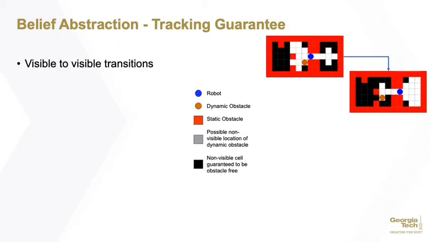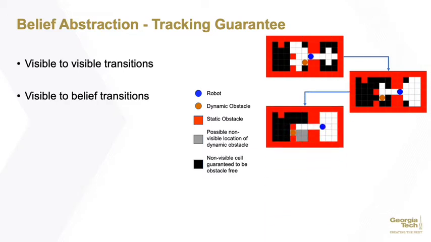The dynamic obstacle may transition to any adjacent cell. If any adjacent cells are non-visible and the obstacle is not visible after its turn, then the belief state represents the set of regions containing these non-visible cells.